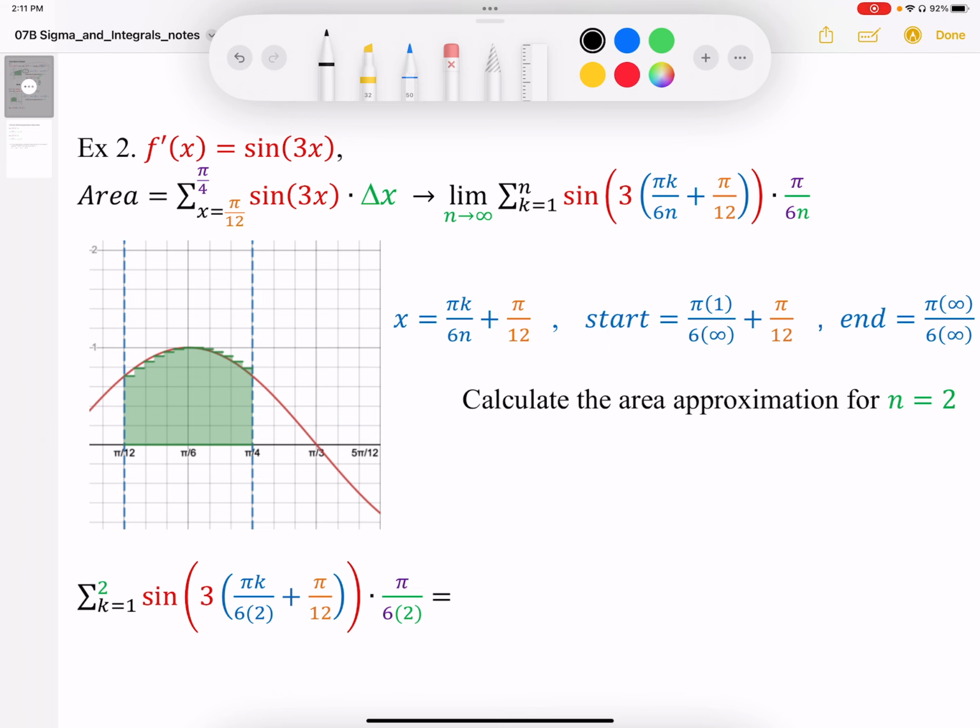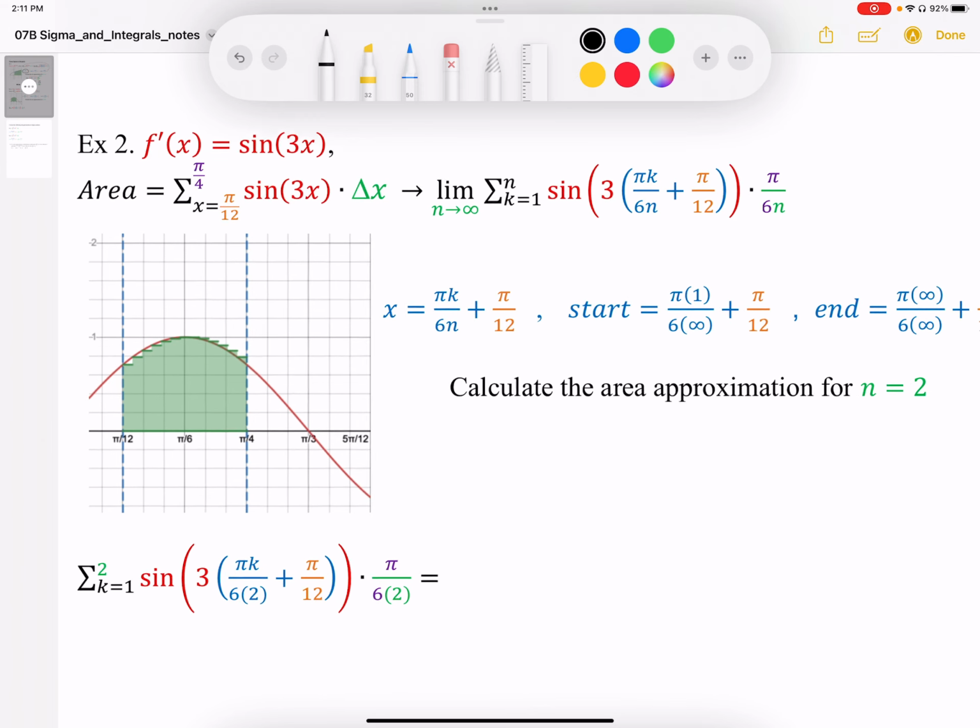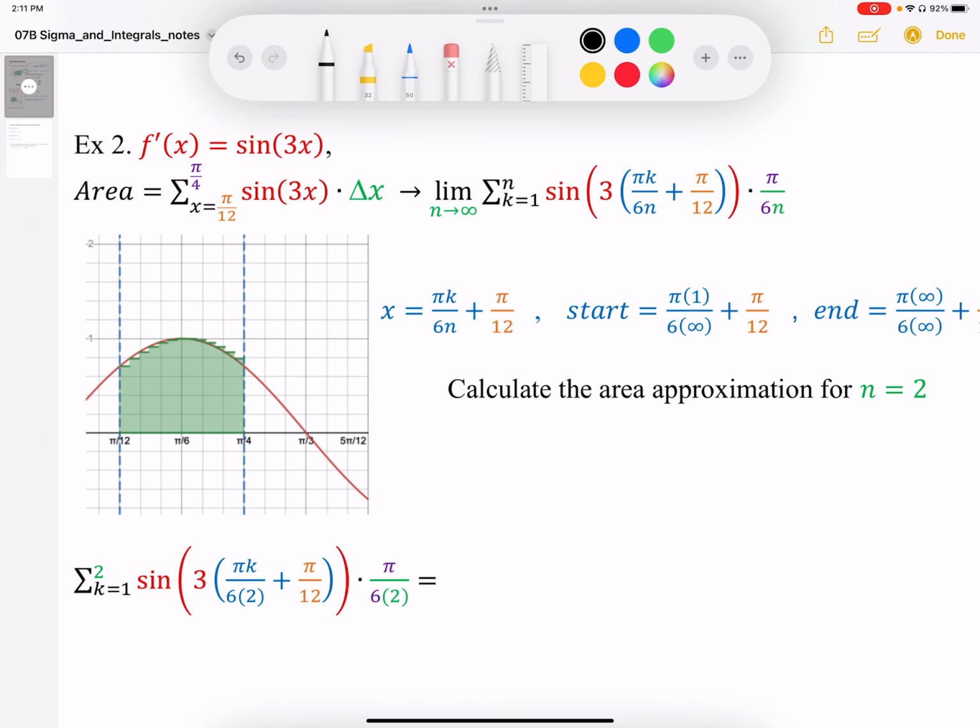For example 2, we're going to use f prime as sine of 3x. So if I look at my summation notation here, it's the height times the width of delta x, and I'm going to add up this area from pi over 12 to pi over 4. And in this case, if I let the limit of n go to infinity, which means I have infinite rectangles, I'm going to end up with this expression.